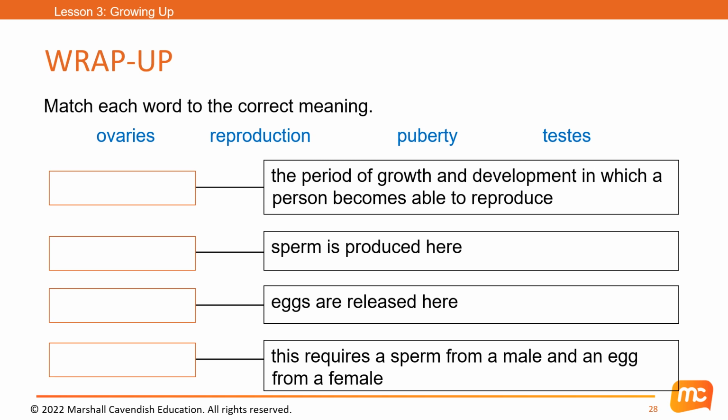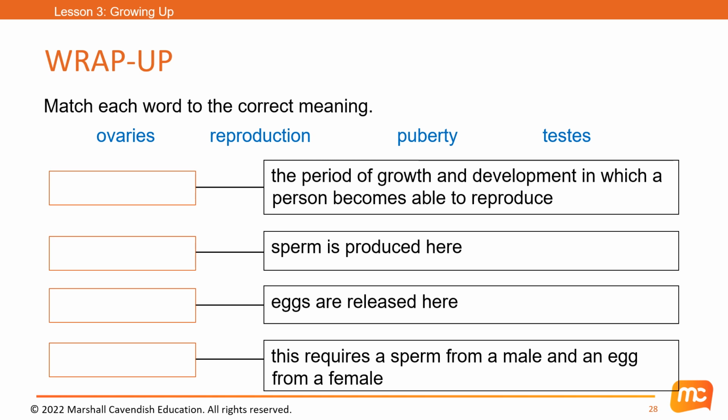Now to wrap up, we are almost finished with this chapter. Let's see if you can write the correct words in the correct boxes. Let's see the first question. The period of growth and development in which a person becomes able to reproduce. So what is the answer?